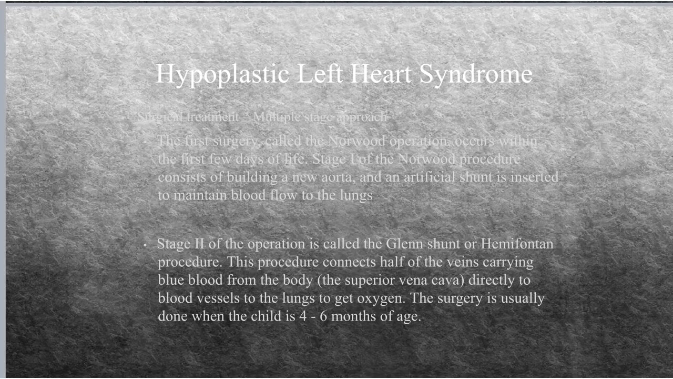Okay. This procedure consists of building a new aorta and putting in an artificial shunt. And this will help maintain that blood flow to the lungs. After the Norwood operation is done, these children will go home. They will need to take daily cardiac medications to help with their heart beating, their blood pressure, things like that. Okay? They are going to be followed very closely with a cardiologist. And then from there, they will determine when the second surgery will be done.